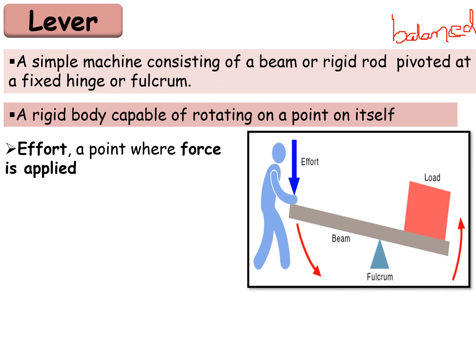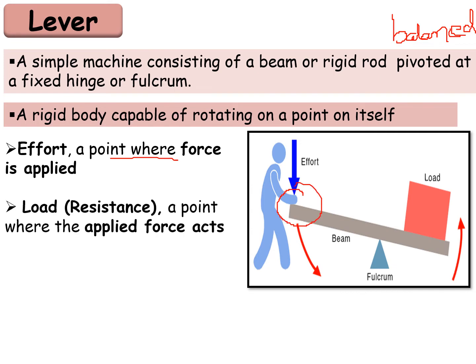So the lever is made up of 3 parts. We have an effort. What do we mean by effort? Effort is a point where force is applied. Then we have a load or resistance. It is a point where the applied force acts. Now you have applied force here, so whatever is the result of that force, that is where we say it is a load, a point where the applied force acts. And then we have a fulcrum. A fulcrum means a fixed point which acts as a support for this whole assembly.